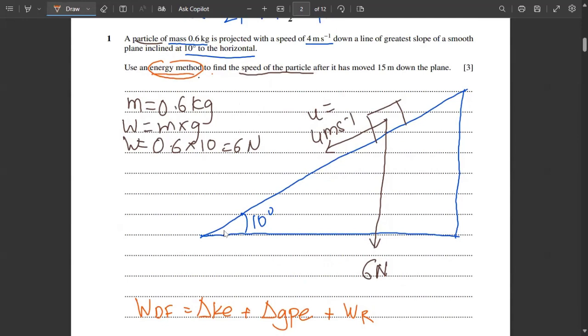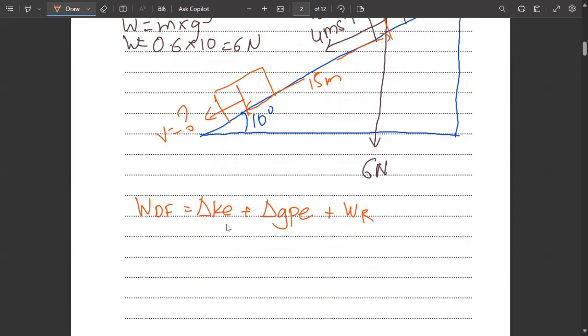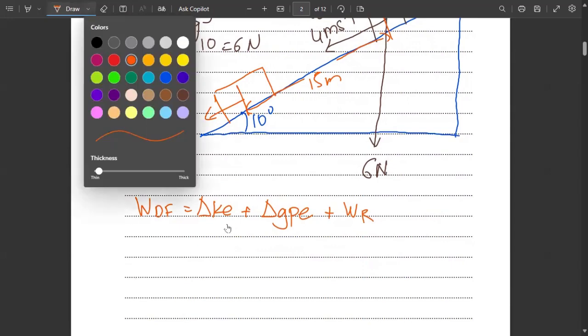To find the speed of the particle after it has moved 15 meter down the plane. Okay, so let's assume that this is 15 meter. So when the particle reaches here, what will the velocity be? That's what we have to find out. So let's start with this. First, what is the work done by driving force?